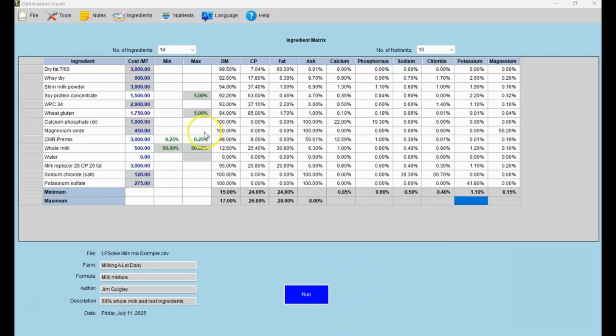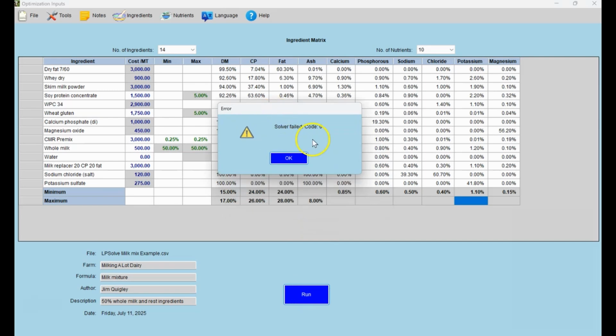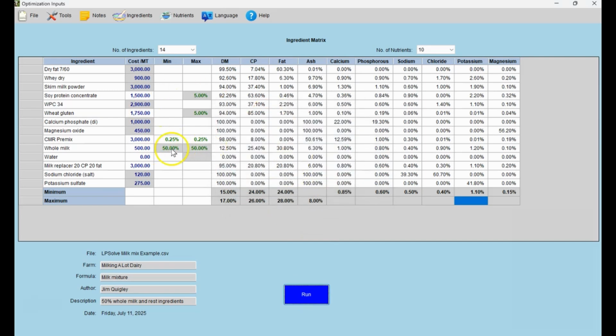With these constraints in place, we'll try to solve the formula. You'll notice that LPSolve reports an infeasible solution. This tells us that with whole milk restricted to a fixed amount of 50%, the available ingredients cannot meet all the nutrient specifications simultaneously. In other words, 50% whole milk simply isn't sufficient to reach these targets.